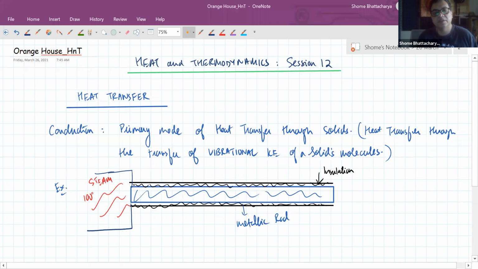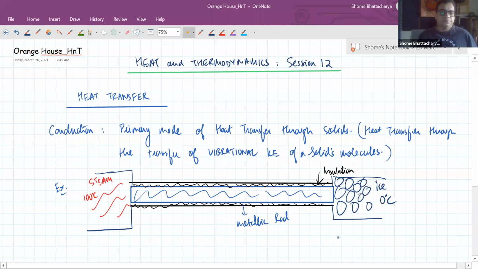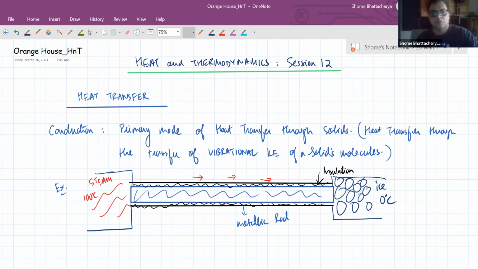So that is at 100 degrees C. And this other end of the rod is kept in contact with ice at 0 degrees. Then what we will observe is that there will be heat transfer that occurs in this direction through the rod. So better we show that heat transfer happening through the rod.